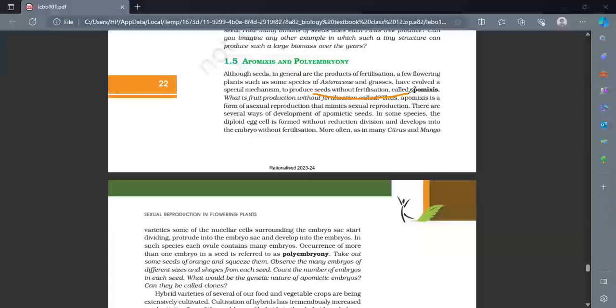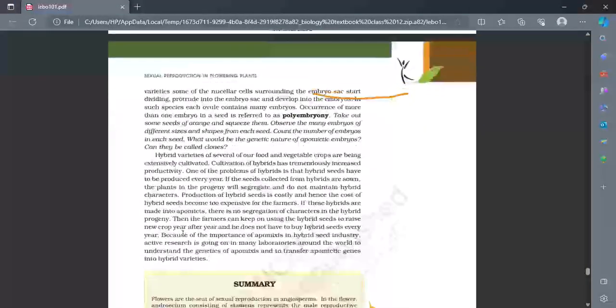One more concept there is polyembryony also. Again, NCERT has not mentioned much about it, but just the terminologies are there, so you should be knowing. One or two marker questions come from this topic, okay? So for example, inside a seed, more than one embryo is present. A lot of embryos are present inside the seed. So in this case, we use the term polyembryony. There is one seed, but within that one seed, you have more than one embryo, then we use the word polyembryony.